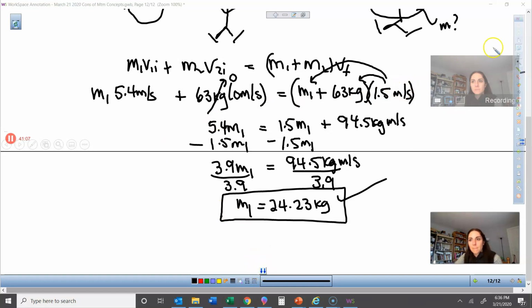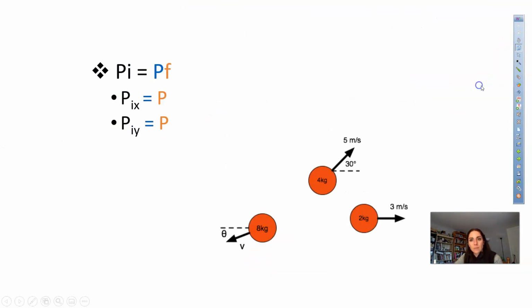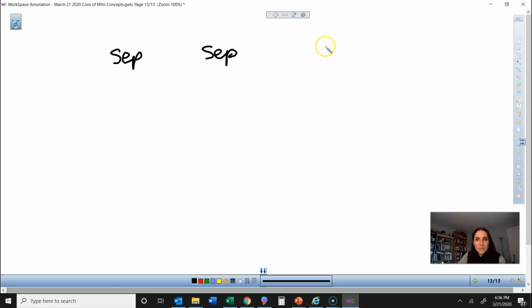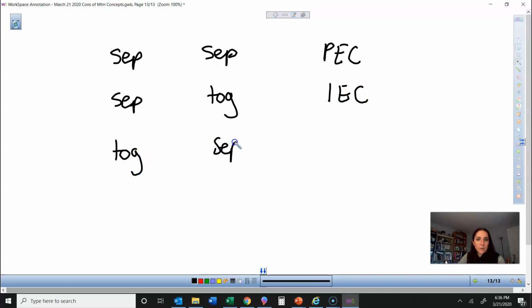So in summary, like I said, I'm not going to solve these, although they're very interesting questions. But just in summary, I kind of liked what I said before. Here is what you need to know. If they're separate before and separate after, that's a perfectly elastic collision. If we start off separate but come together, that's an inelastic collision. And if you start together and you are separate or apart, that's an explosion.